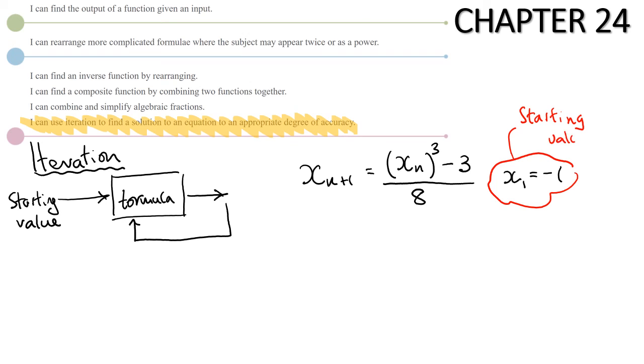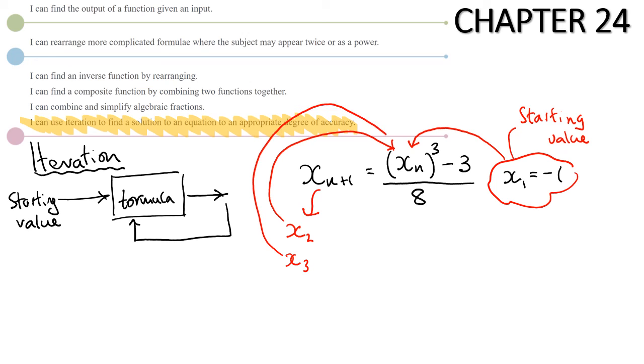And what we're going to do is that starting value is going to go here. We'll put that in, and then the first time we put it in, we're going to get a value that comes out, and that will be what we call x2. Now when we get x2, we'll put that in here, and then we'll get another value which is x3. When we get x3, we put it in, and then we get x4, and so on.